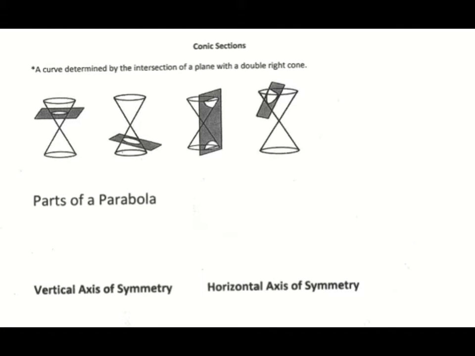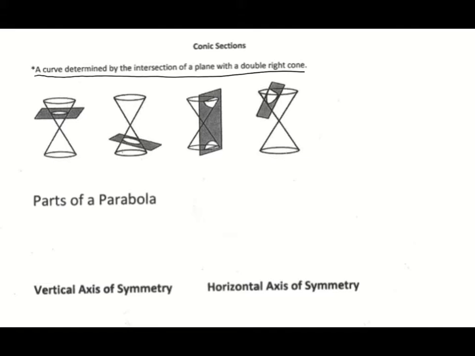In Chapter 12, we're going to be talking about the different conic sections. And the first thing we need to know in Chapter 12 is what a conic section is. Our definition of a conic section is right here. It is a curve determined by the intersection of a plane with a double right cone.